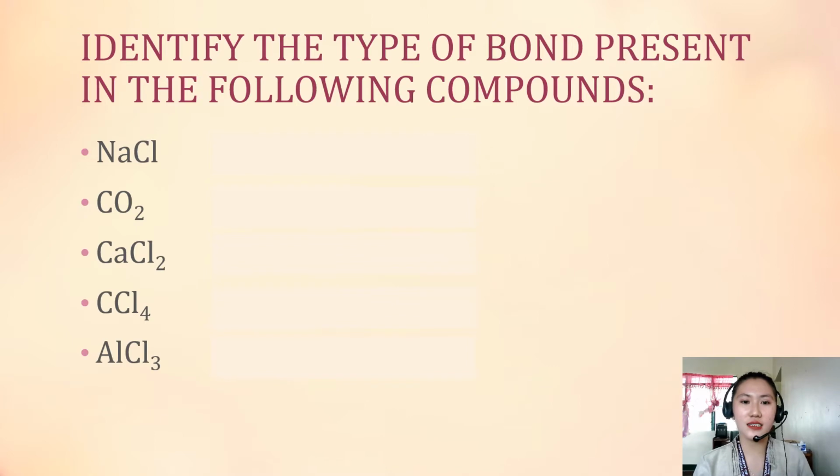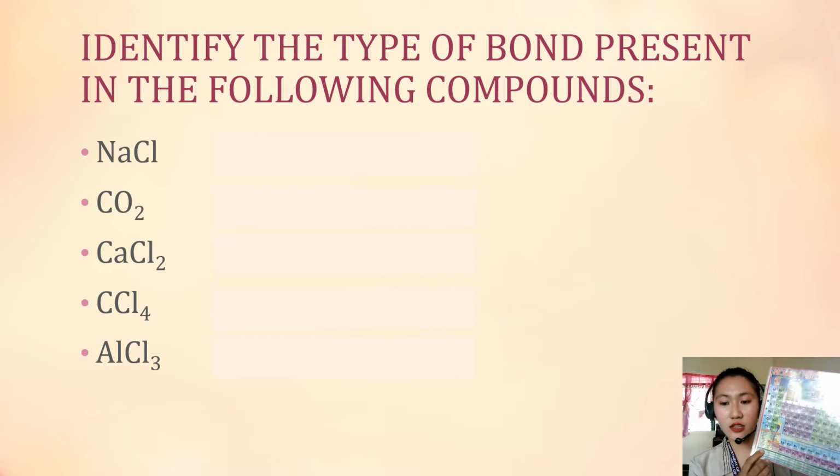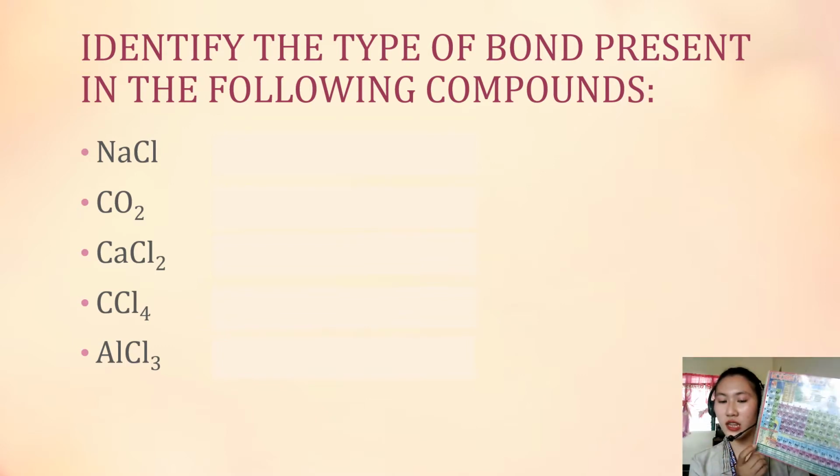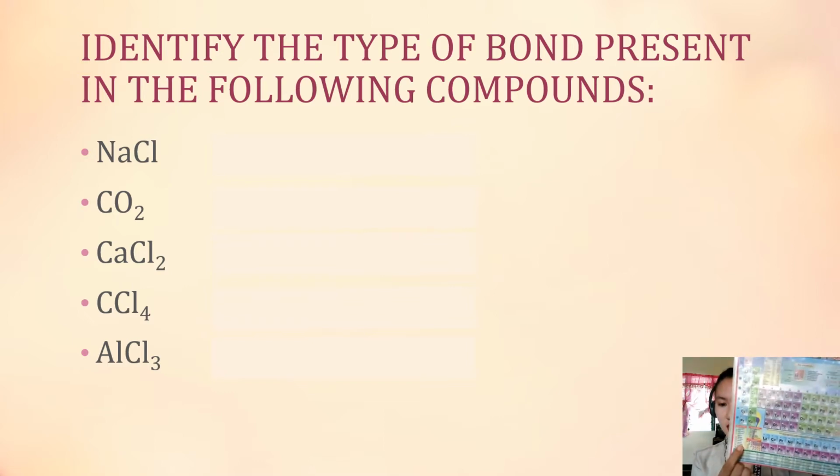So now, let us identify the type of bond present in the following compounds. So first, we have NaCl, second CO2, third CaCl2, fourth CCl4, and fifth is AlCl3. So first, let us have our periodic table. So here, makikita natin yung group of elements present in the periodic table. So, this is how to determine whether the element is metal or non-metal. So, makikita nyo siya dito sa side na to.